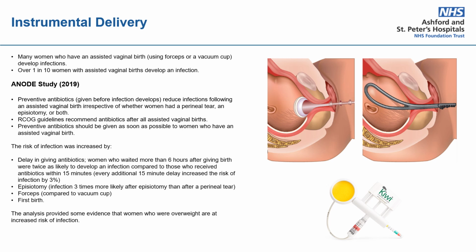The risk of infection was also increased by episiotomy, where infection was almost 3 times more likely than after a perineal tear. The risk of infection was also increased by the use of forceps and if it was the woman's first birth. The analysis also provided some evidence that women who were overweight are at increased risk of infection.